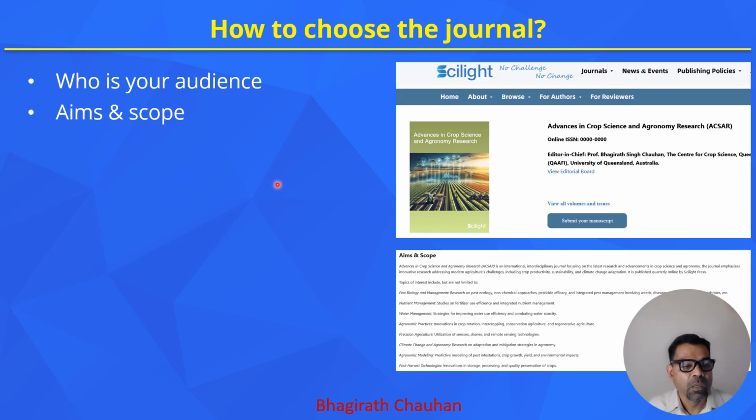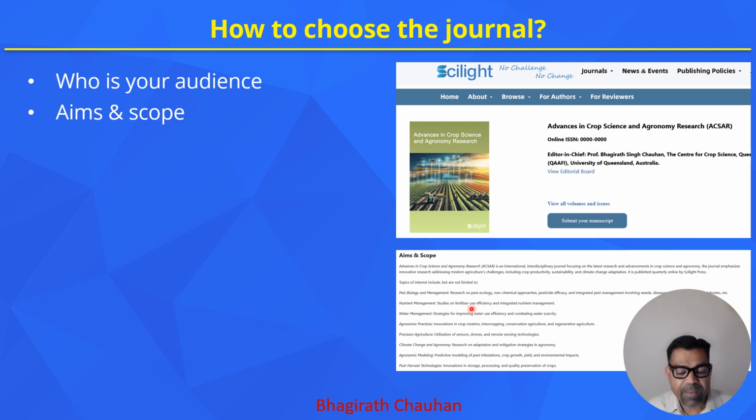Second, we always look at aims and scope, and I would give the example of our recent journal which we launched very recently. In that one, I defined the aim and scope of this journal. So you will see what is covered, for example, nutrient management, pest biology and management. So all papers related to these aspects.